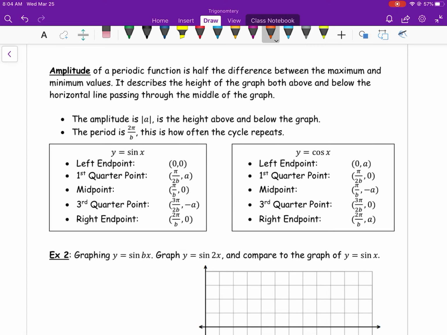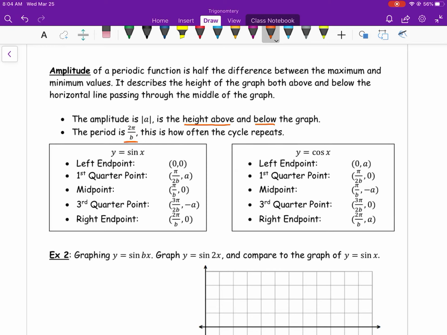So into the next part, we've got our amplitude. As I was talking earlier, that's kind of the height of the graph as it flows through it. So our amplitude is always the absolute value of A, and it's the height above and below the graph. The period is 2 pi over B, and this is how often the cycle repeats. So this is our little formula for the period.